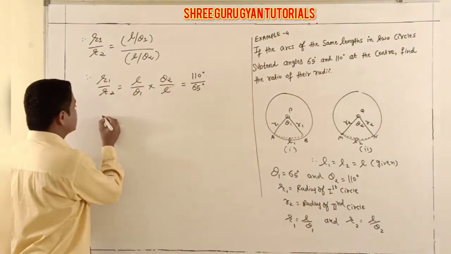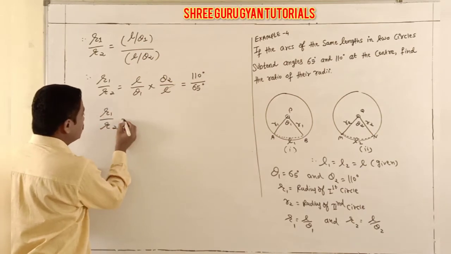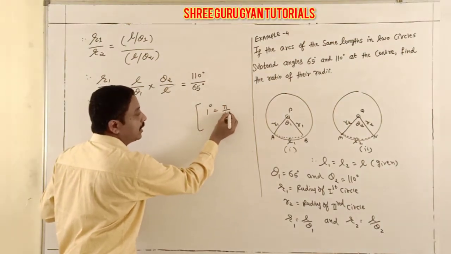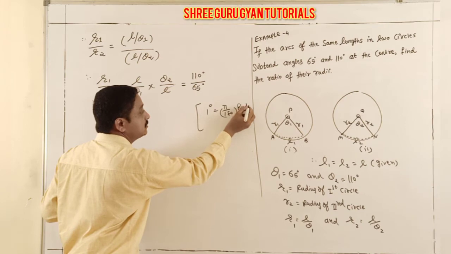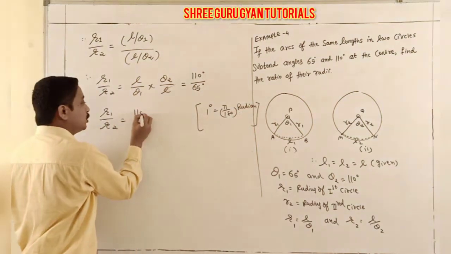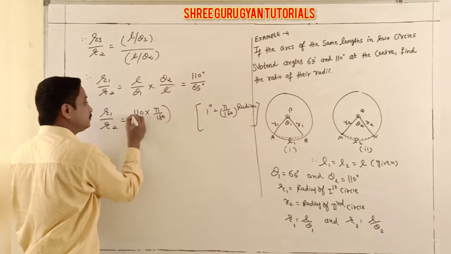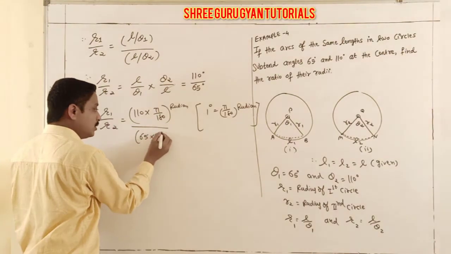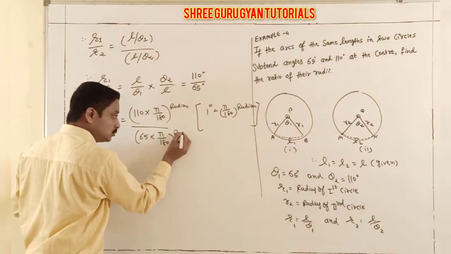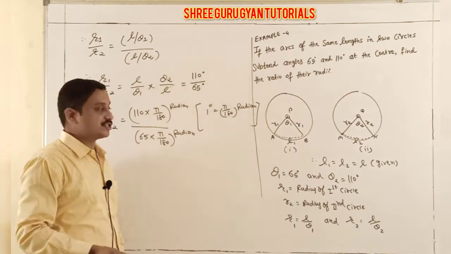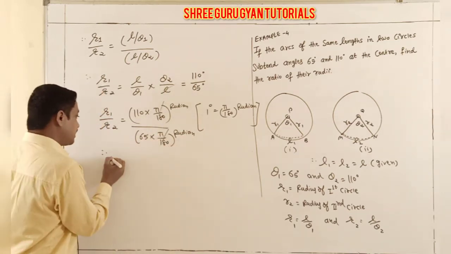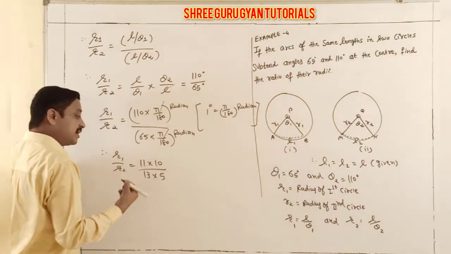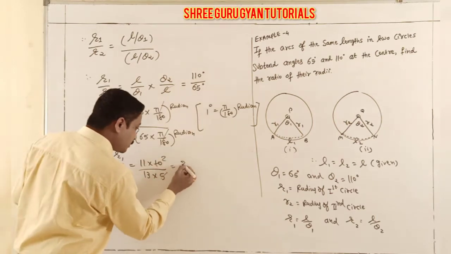Now again the solution. R1 by R2. Students, translate the degree measure into radian measure. You know that 1 degree is pi by 180 radian. So here 110 into pi by 180 radian, over 65 into pi by 180 radian. Generally, you translate the same way. Now cancel. So what do you get? R1 by R2 is 11 into 10 over 13 5s are 65, 5 2s are 10. So 22 by 13.